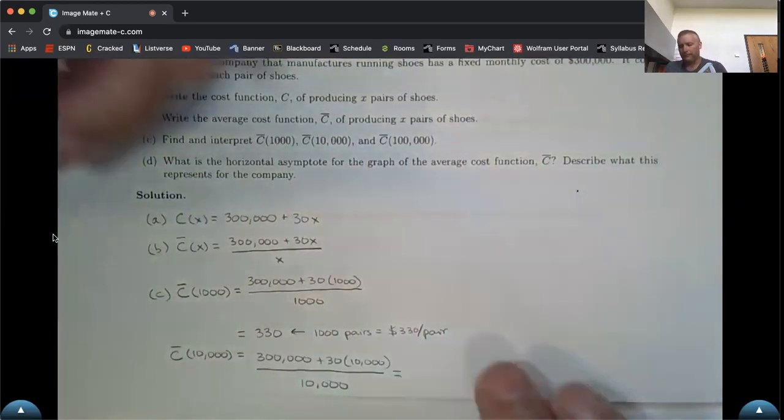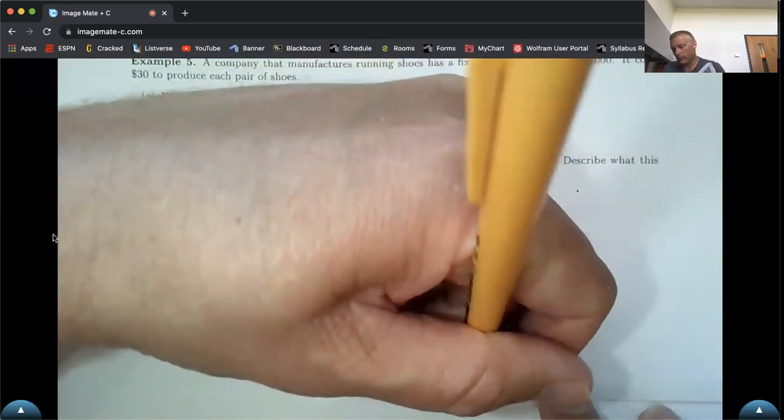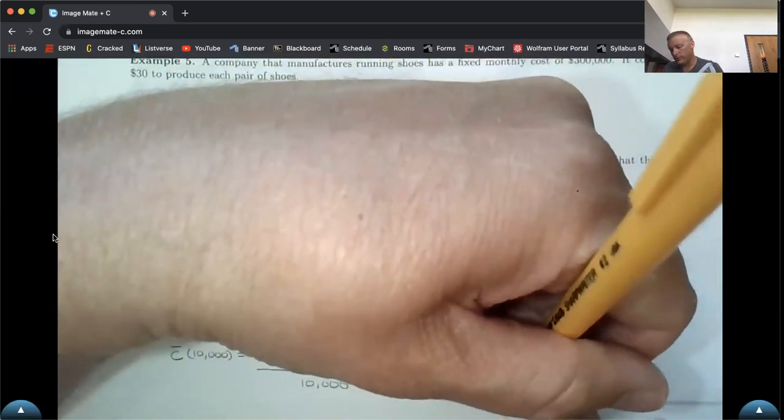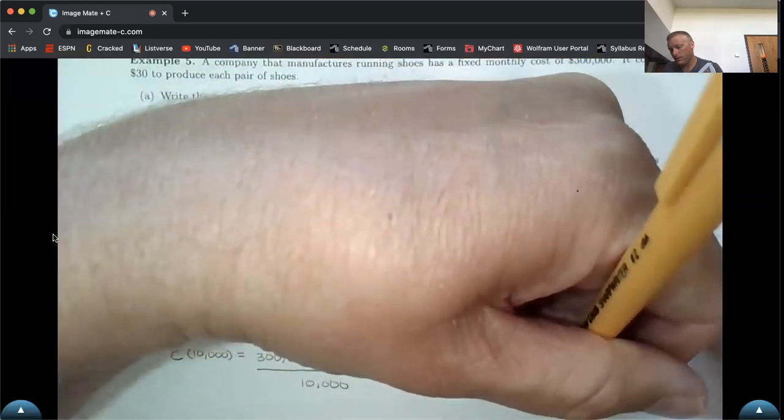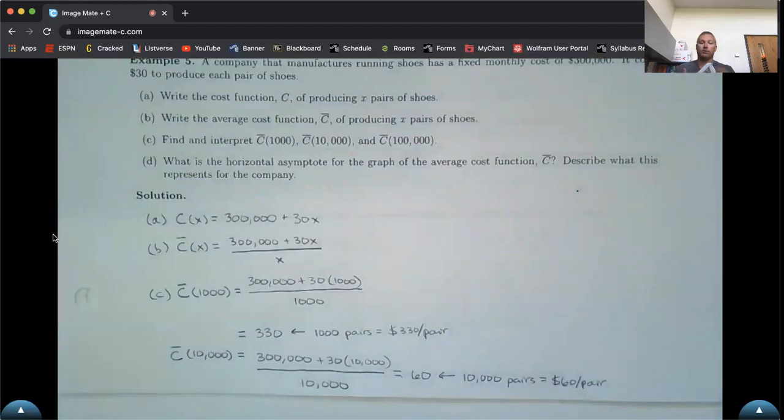If we work that out, we get 60. So if we produce 10,000 pairs of shoes, this averages out to $60 per pair, like the cost to the producer averages out to $60 per pair.